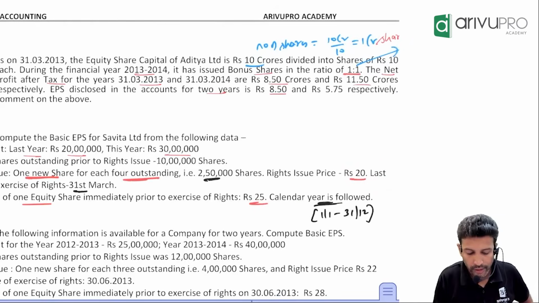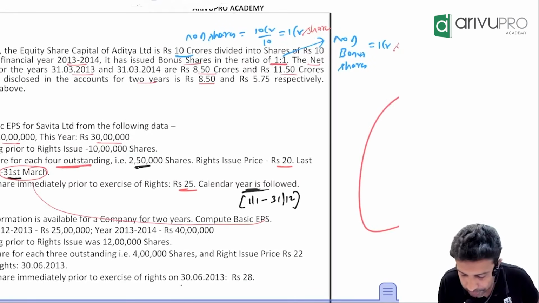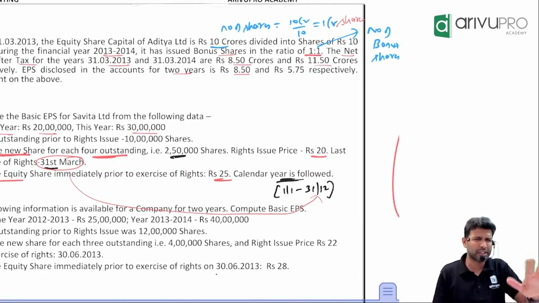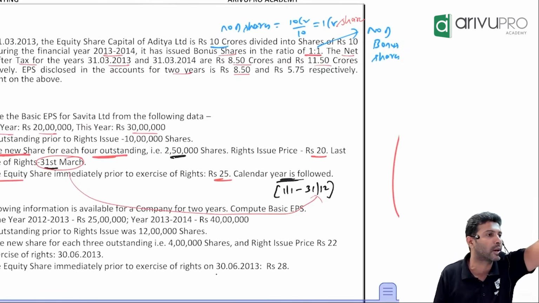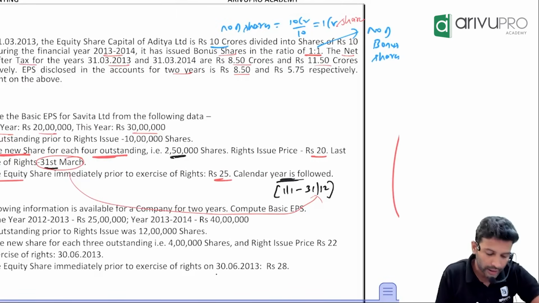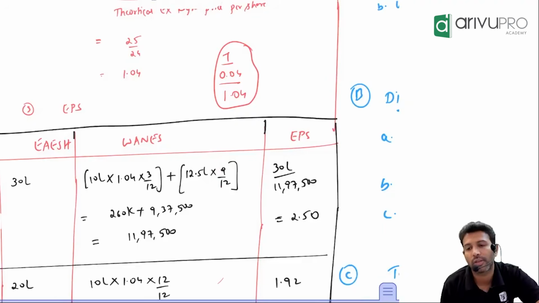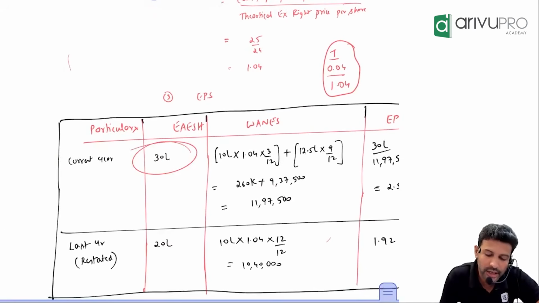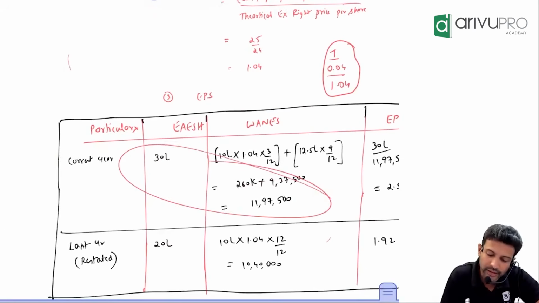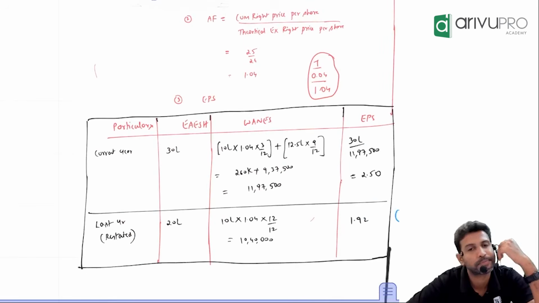Easy. From what date to what date? From 31st March till the end of the year. What is the year ending? 31st December. So ignore 31st March and count from April. April, May, June, July, August, September, October, November, December. How many months? 9 months. So what you will do? 9 by 12. This will give you your weights for the current year. This is your earnings, this is your weights. Dividing these two, you'll automatically get basic EPS.